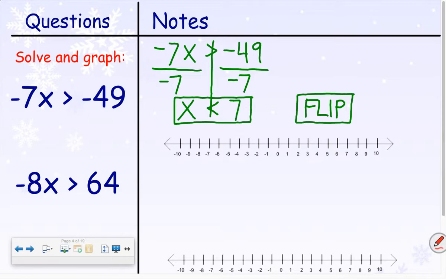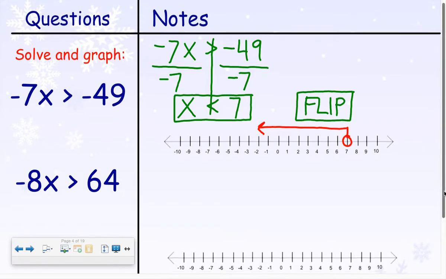So I'm going to put an open circle on 7, and my arrow is pointing to the left, so I can shade to the left. Remember, my x was on the left-hand side, which is where I wanted it to be.